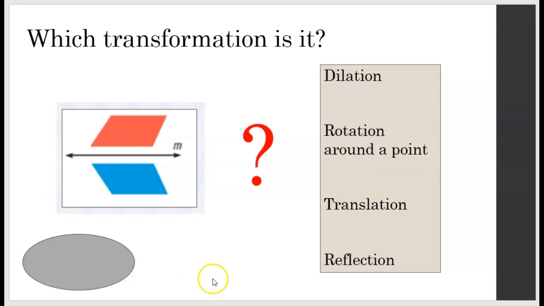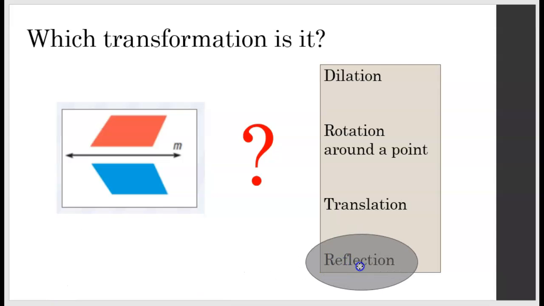All right, how about this one? What do you think this one is? Go ahead and press pause. Okay, hopefully you had a chance to take a look at that one. That one is actually a reflection. We took the red one and reflected it across line M to make the blue one, or vice versa. In this case, it doesn't really tell me which one is my image and which one is my pre-image, but the point is one is being reflected across line M to create the other one.